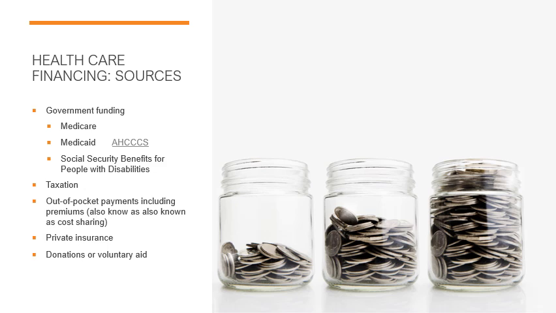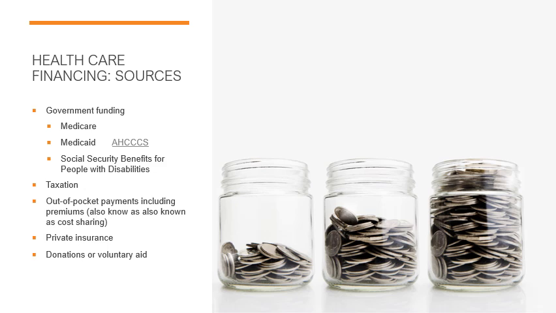AHCCCS, or the Arizona Health Care Cost Containment System, which is our Medicaid system, has a website that you can explore if you wish. And so you can click on the link to access that site. It's kind of interesting to see what they're paying for and what groups they cover.